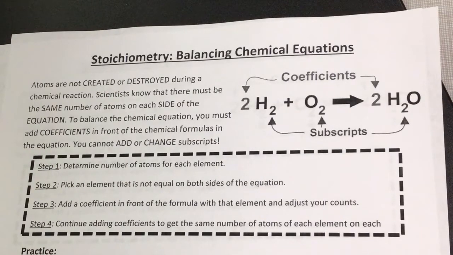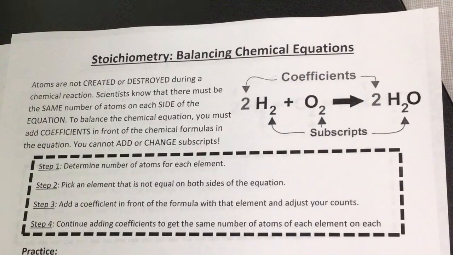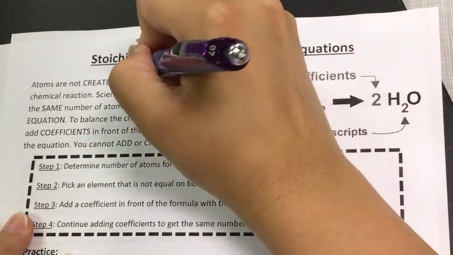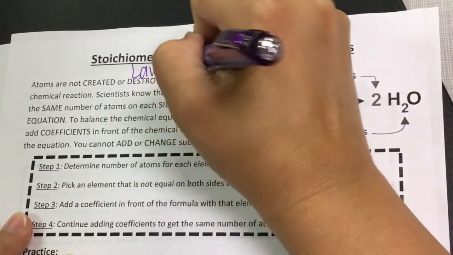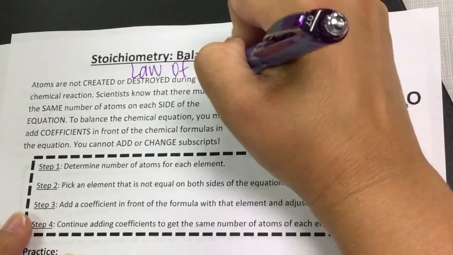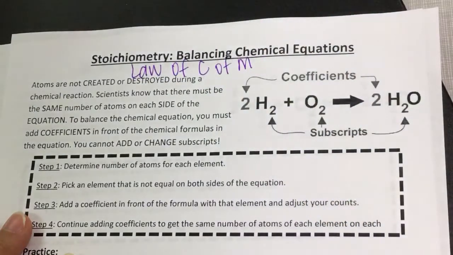Hey, super scientists, we're going to do a quick review on stoichiometry, which is balancing chemical equations. So remember, balancing chemical equations applies the law of conservation of matter, and that is sometimes referred to as the law of conservation of mass. That just says that during chemical reactions or chemical equations, the reactants have to equal the products.